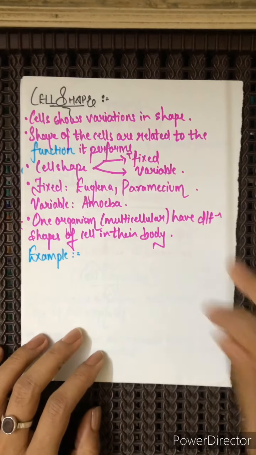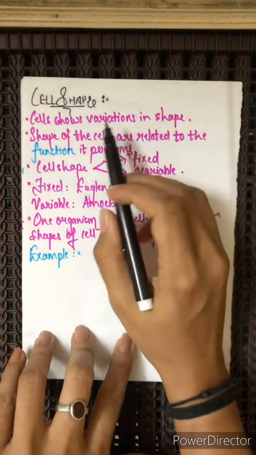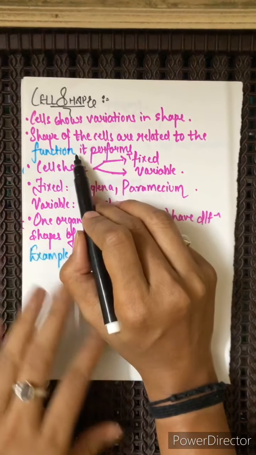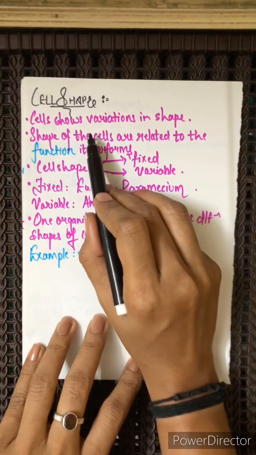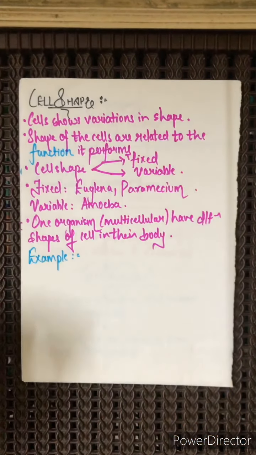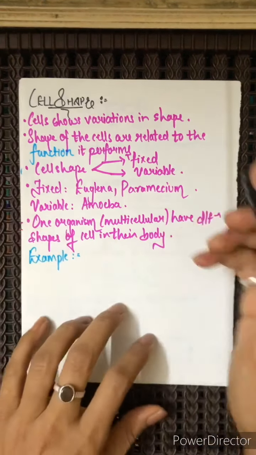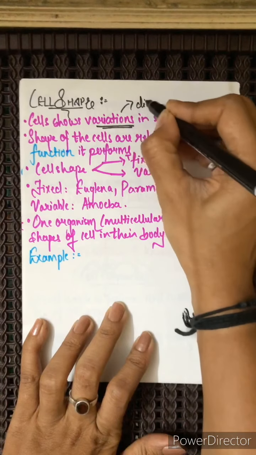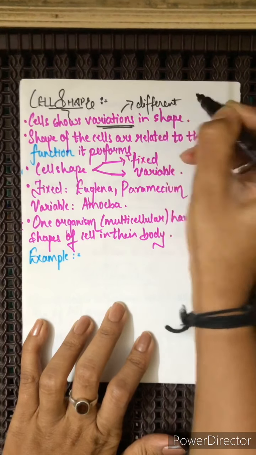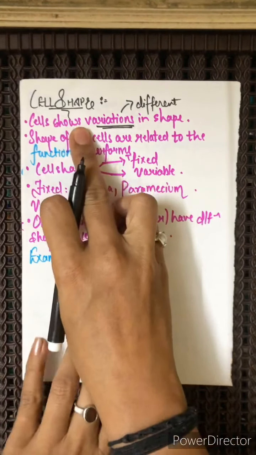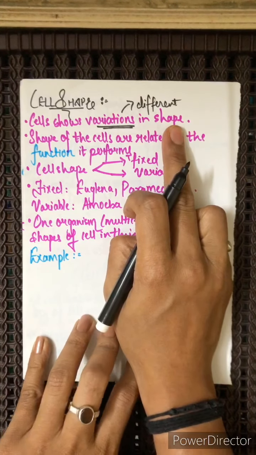If we talk about the cell shape, yes, now cells show variations in shape, as in all the cells which are present on the surface of the earth. Suppose if we talk of the cells inside the human body also, or in the animal body also, they are not the same. They show variation, as in they are different. They may be different in their size, in their shape, in their structure, and so on. So all the cells show variation in shape.